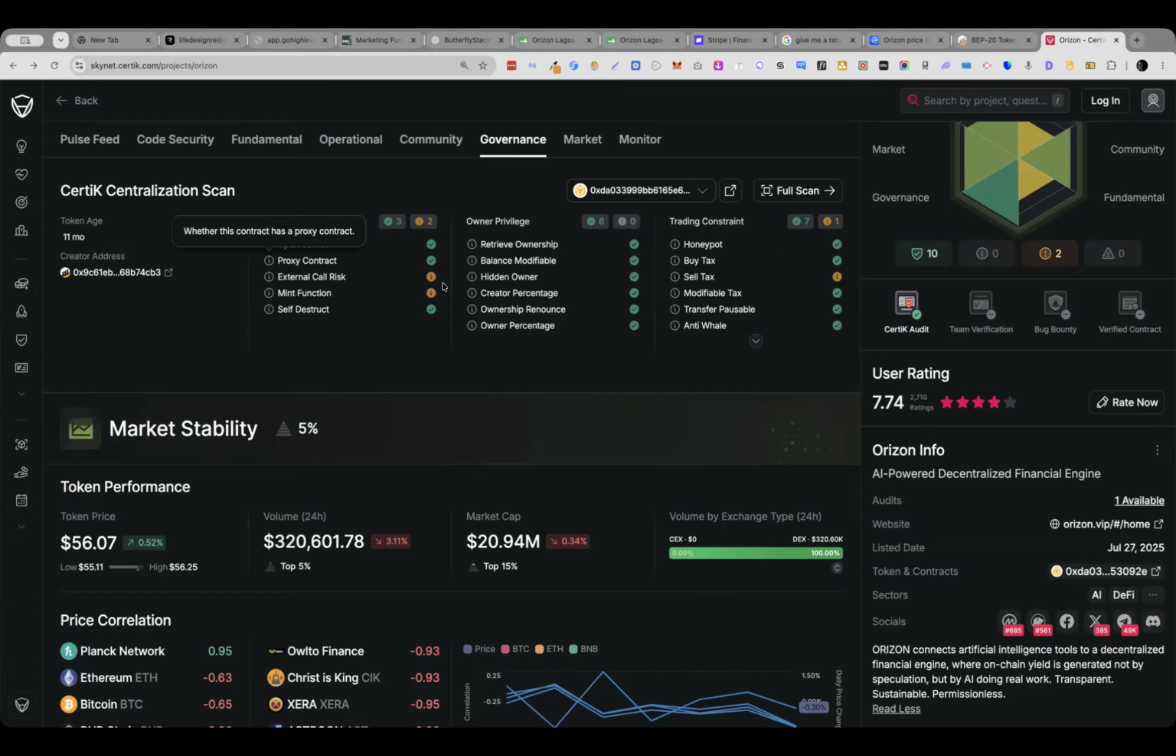There's no proxy contract. As you can see, there's no hidden owner. They cannot modify your balance. Whether the contract owner has the authority to change the balance of any token holder, that's not possible. They have completely renounced. Whether the contract owner has renounced his ownership, yes, they have renounced. They don't have owner percentage. There's no creator percentage. And they cannot retrieve ownership. Whether the contract has the function to take back ownership, no, they cannot take back ownership. So you can always come here and look around. It is open source and it does not self-destruct.